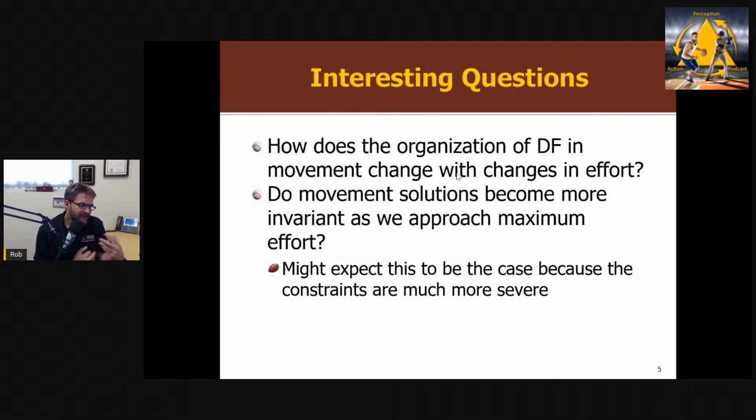So the question we can lead into today's article from that is, how does the organization of degrees of freedom change with effort, right? If I ask you to throw a ball at 50% of your effort versus 100% of your effort, what changes, right? In particular, relating to what I've been talking about, do things become more invariant, right? Do performers start to use more and more of the same strategy? Or is there still a role for the variance, right? On the one hand, we might expect as we get higher and higher to our maximum, things are going to get more and more invariant, right? Because there's less ways you can achieve the goal, right? The constraints are much, much more severe.